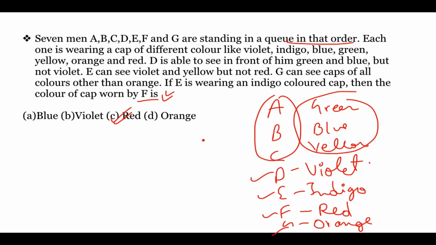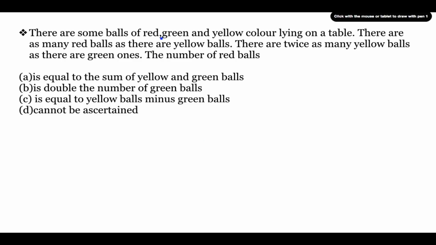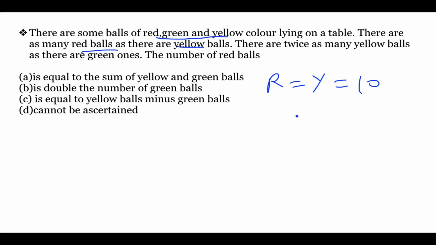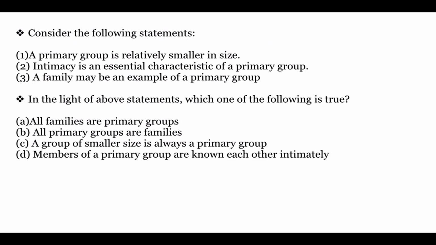You can find out. There are some balls of red, green and yellow. There are as many red balls as yellow, so red equals yellow. Let's assume there are 10 balls. Now twice as many yellow balls as green balls, so green balls are 5. So the number of red balls is obviously double the number of green balls. Very simple question. So the answer is B.